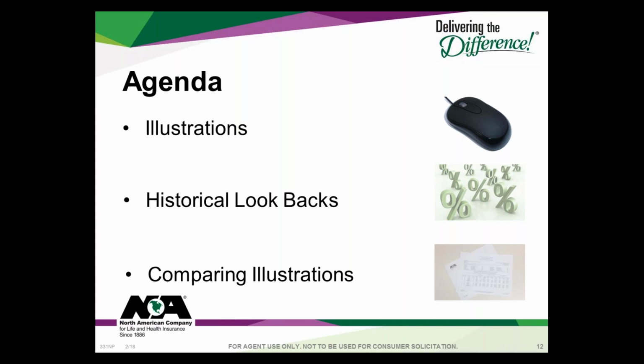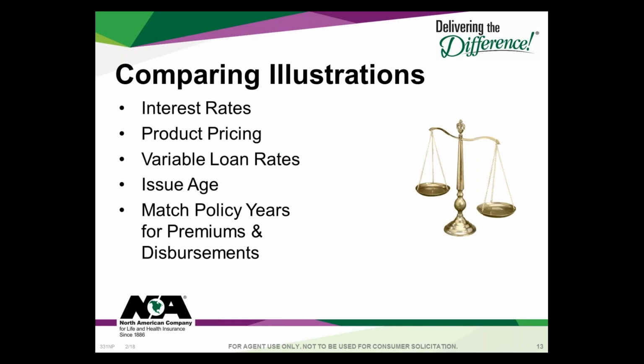And the last thing before I open it up for questions is comparing illustrations. Here are a number of things that I think are of interest when you're comparing illustrations, and that means comparing either within our own company, the builder versus the guarantee builder or the rapid builder, or comparing other competitor products. There are interest rates, product pricing, variable loan rates, the issue age, the policy years that you're using. So let's look at a few of these.